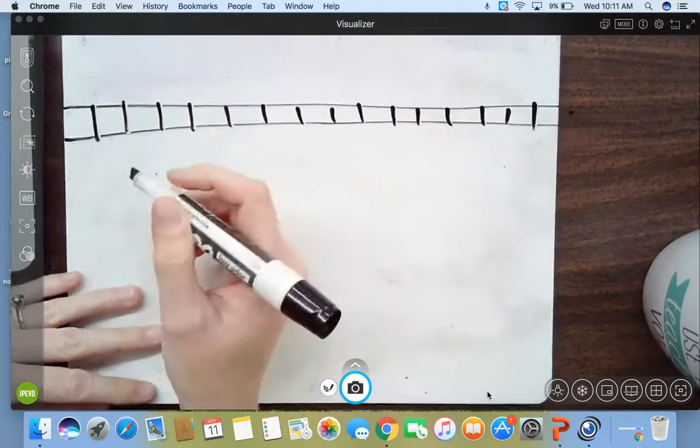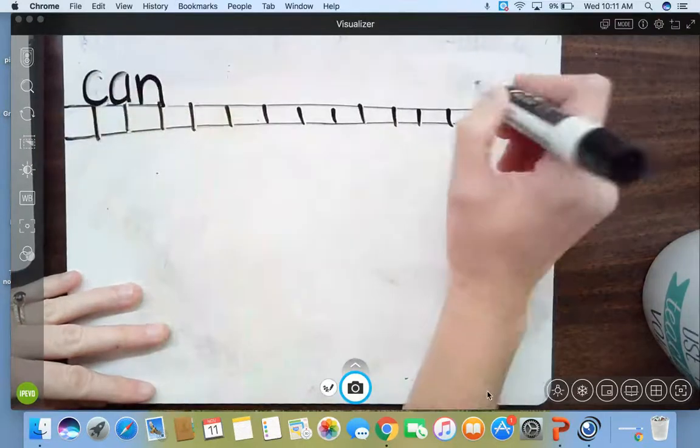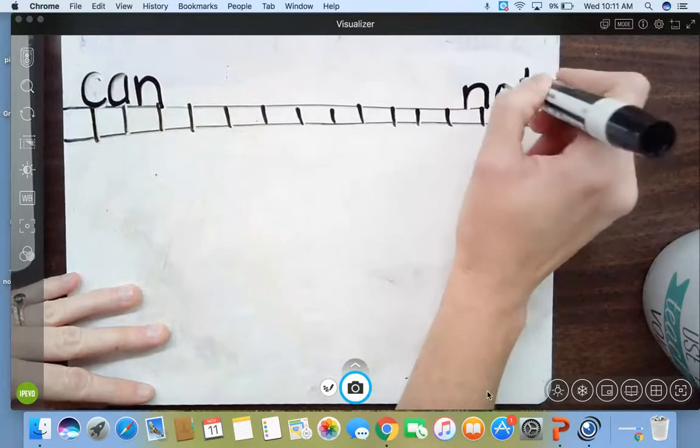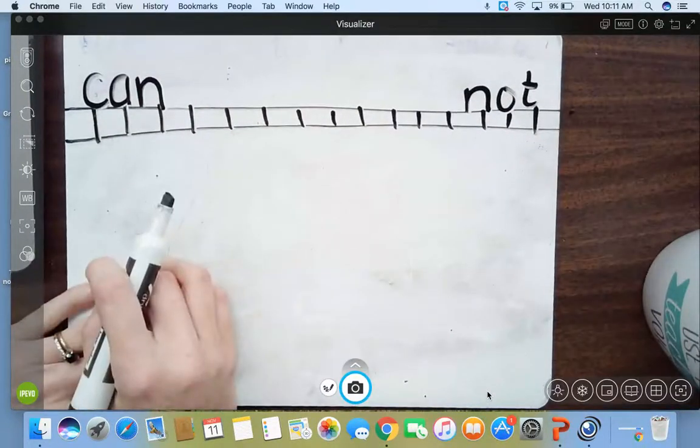Contractions. Okay, so the first one we're gonna review is can and not. Cannot. Do you guys know what contraction that's going to make? Do you know? See if you can figure it out. All right, here we go.